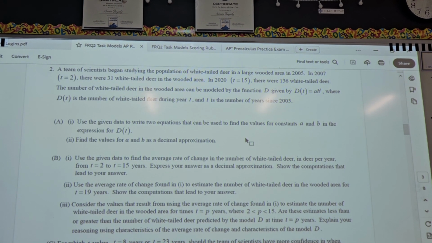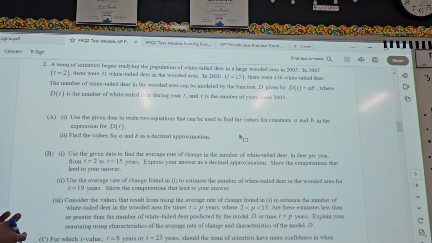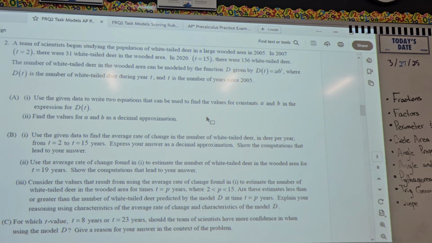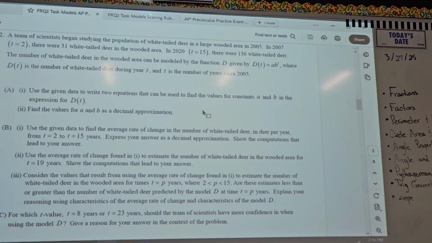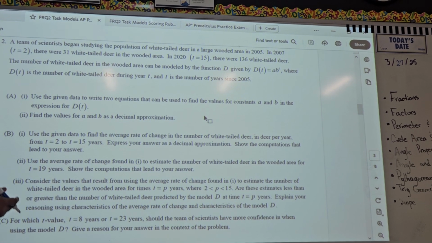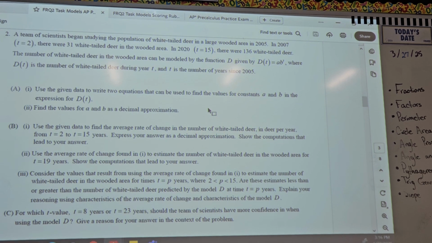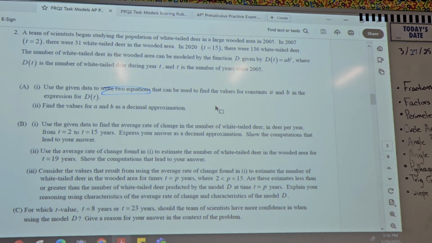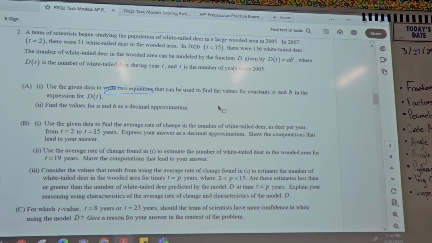The number of white-tailed deer in the wooded area can be modeled by the function D, where D of T equals A times B to the power T. So you're dealing with an exponential where D of T is the number of white-tailed deer during year T, and T is the number of years since 2005, right? So here we go. What should I do first? Easy part. A1. Create or write down the two equations, right? So you're modeling the two equations that you're going to use to solve the rest of it, right?